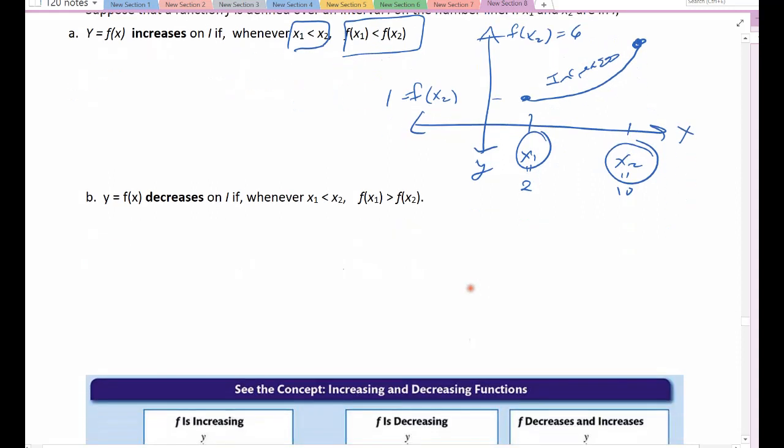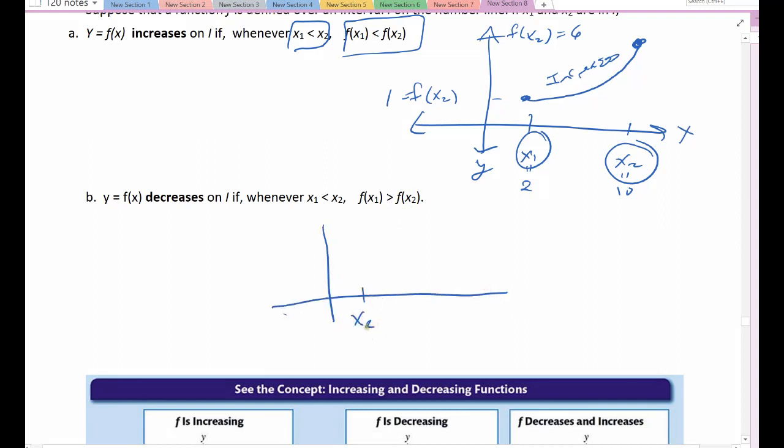Decreasing is the exact opposite of that. I'm decreasing over an interval I if, as I plug in bigger x values, going from x1 to x2, which is bigger, the opposite happens. My function value at the first value is bigger than the function value at the bigger x value. So this time, when I plug in a bigger x value, I get out a smaller y value. And so it's the exact opposite.